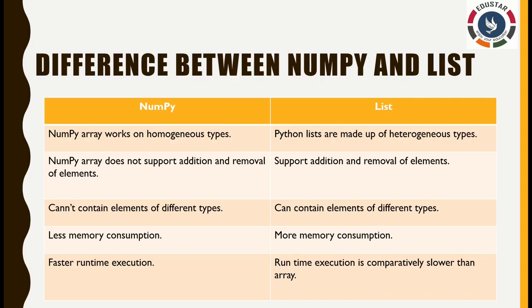First you have to know the difference between numpy and list. List also holds a number of elements, and array also holds a number of elements. You have to know the difference between what numpy means and what list means. A numpy array works on the homogeneous type. So what do we mean by homogeneous type? It means the same type.